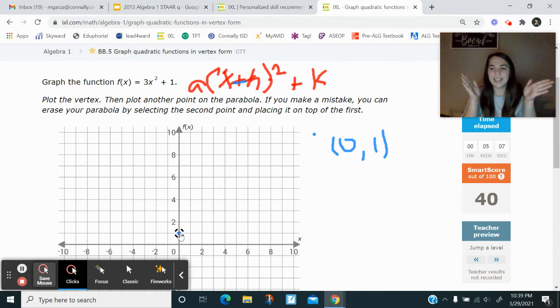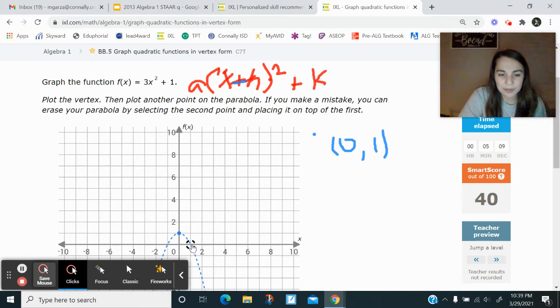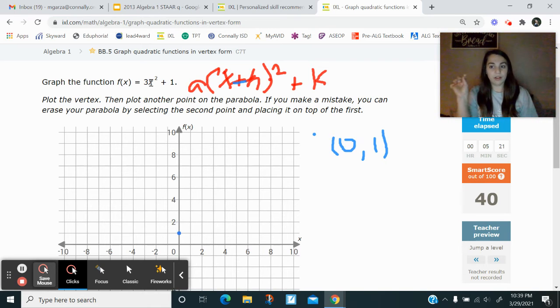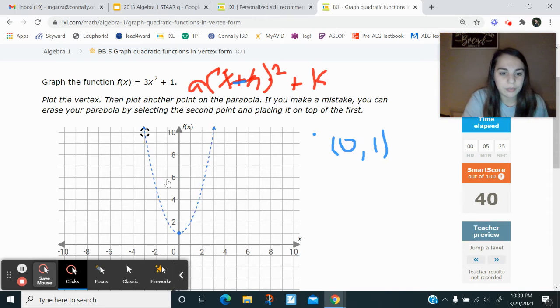There we go. The next thing I do is take the next point. Let's do 1. Looks like I can go down if I need to. I take 1 as an x value and plug it into this x. So 3 times 1, because 1 squared is 1. 3 times 1 is 3, plus 1 is 4. So I go up to the 4.